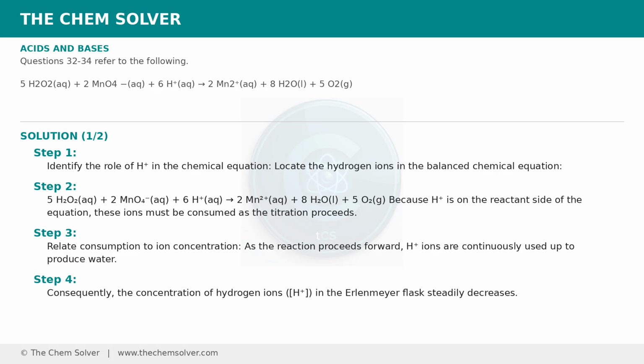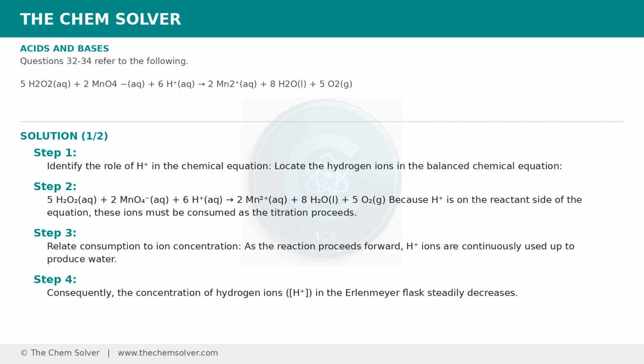Identify the role of H+ in the chemical equation. Locate the hydrogen ions in the balanced chemical equation. 5H2O2 + 2MnO4^- + 6H+ gives 2Mn^2+ + 8H2O + 5O2. Because H+ is on the reactant side of the equation, these ions must be consumed as the titration proceeds.